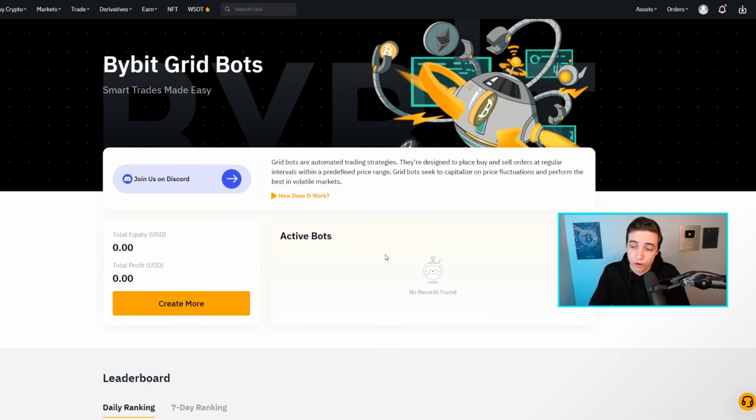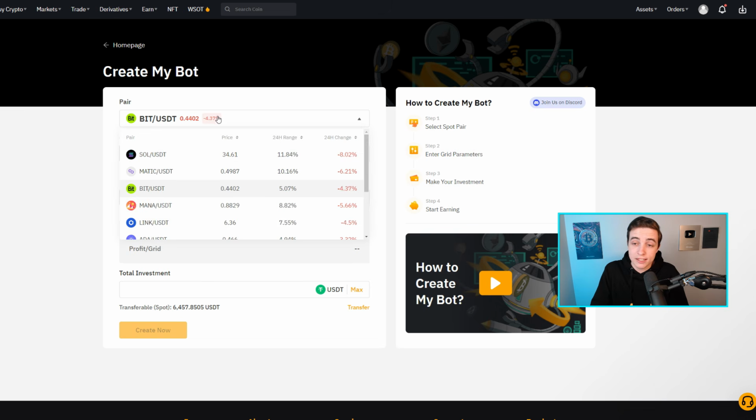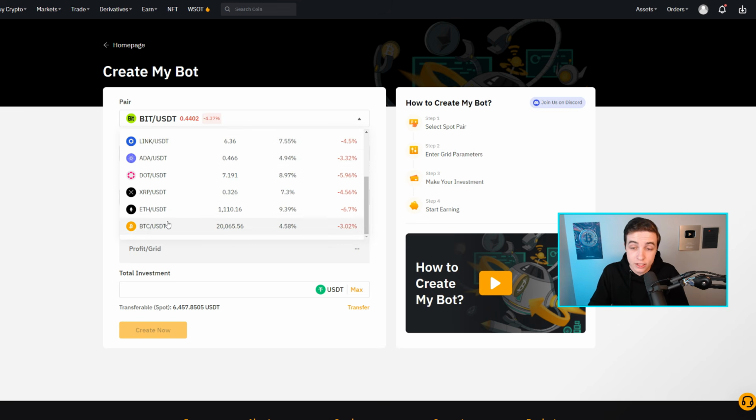Basically, once you're on this screen right here, you click this create more button, and that takes you to this page right here where, first of all, you select the pair that you want to trade. And right now, at the time of recording this video, all of the pairs are against USDT, so Tether USD, which means in order to create one of these grid bots, you actually need some USDT in your spot account.